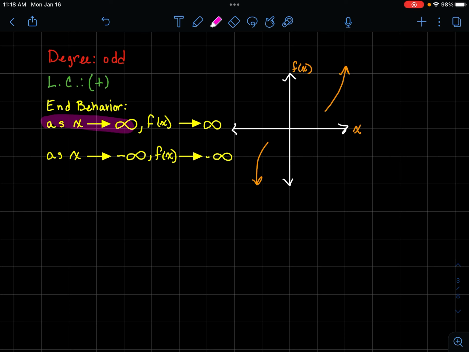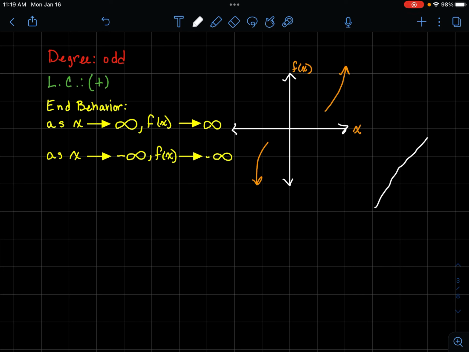So we describe its end behavior. As x goes to positive infinity, so I'm looking to the right, f of x stays positive, it's going up. As x goes to negative infinity, we look to the left, the arrow is going down, so f of x will go to negative infinity. A way I like to think about this is, I think of slope-intercept form. You know, slope-intercept form, positive slopes go up from left to right.